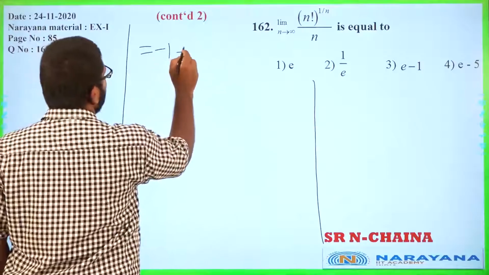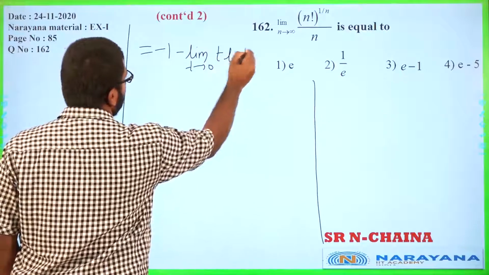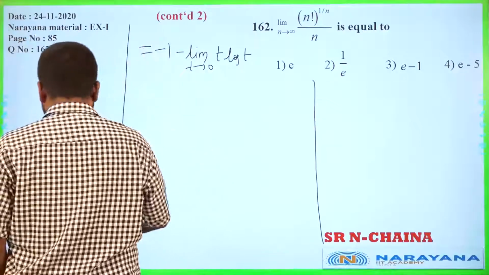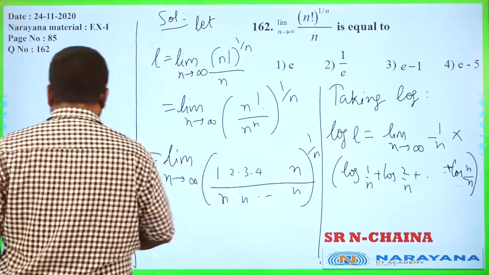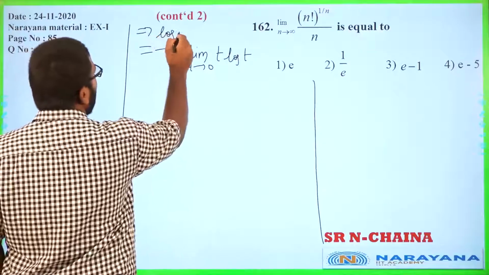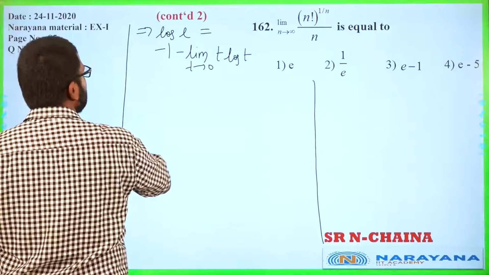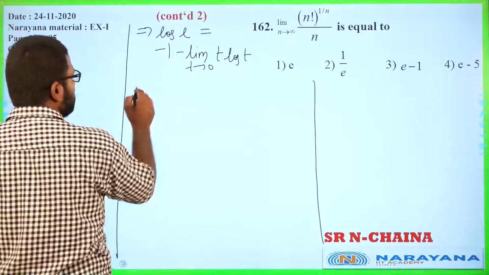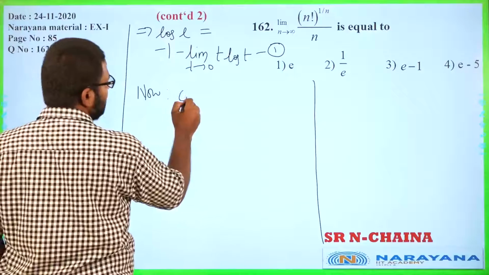Which is equal to minus 1 minus limit t tends to 0 t log t, okay. Now that is your answer almost. Just go back a step. Where did all of this come from? Taking log, this whole thing is log L. So again, let us not forget, log L is equal to all of this, right? So now consider just this limit.